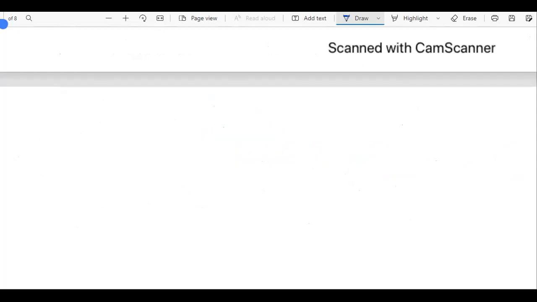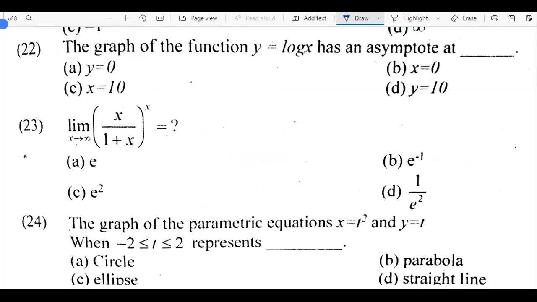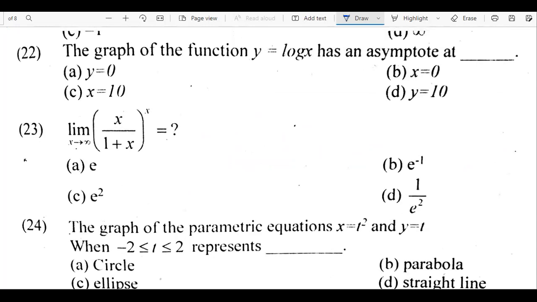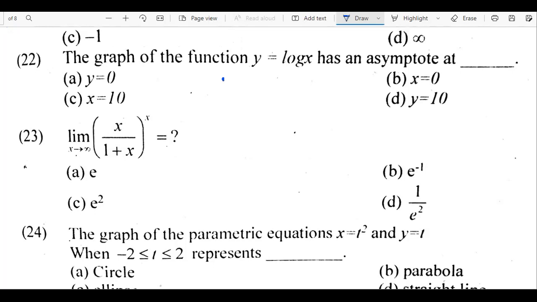Okay. Let's talk about the next question. It would be the 22nd question. The graph of the function y equals log x has an asymptote at. For this part, we need to basically plot the graph of log x. So it is basically something of this type. And this line right here is basically the y-axis, that is x equals 0. So the answer would be D because that is the asymptote.